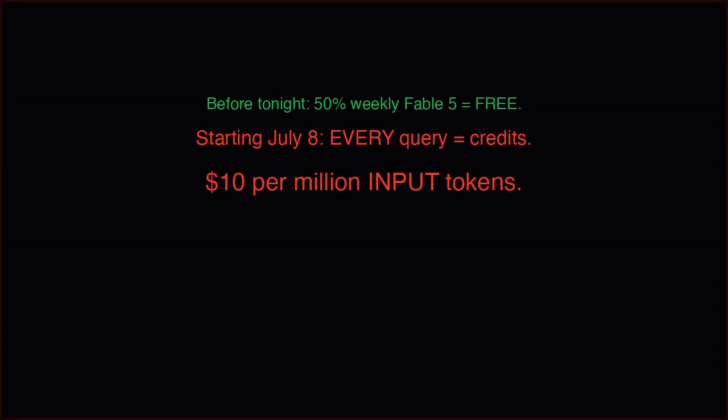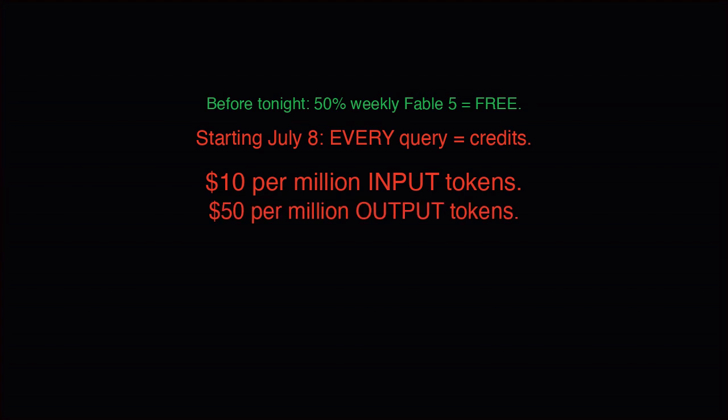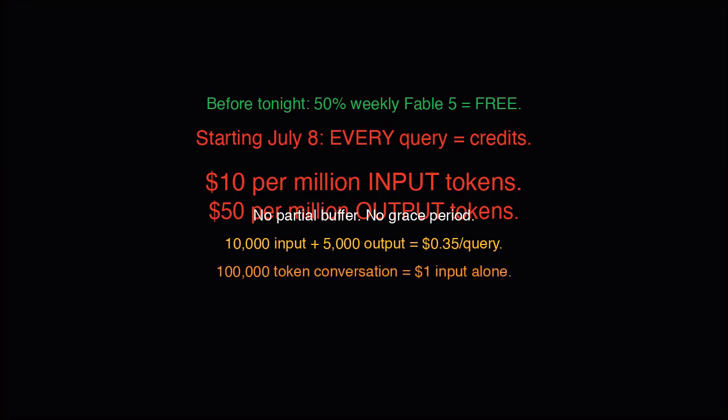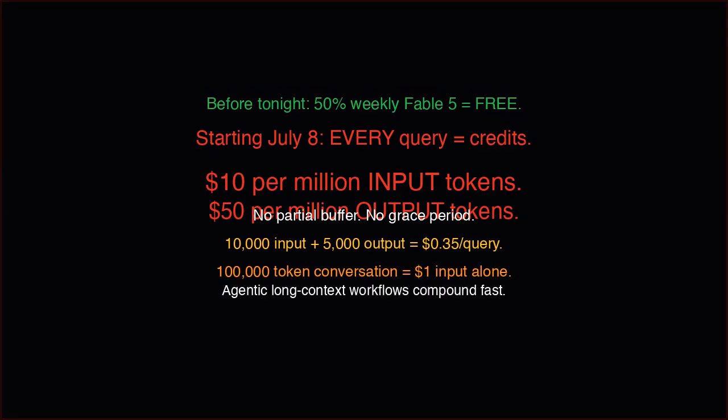Here is the exact change in plain terms. Before tonight, your Pro, Max, Team, or Enterprise subscription includes 50% of your weekly Fable 5 usage at no additional cost. You can use Fable 5 for up to half your weekly queries without paying extra. Starting July 8, every single Fable 5 query requires usage credits. The 50% weekly inclusion disappears completely. There is no partial buffer. There is no grace period. There is no first query free. From tomorrow, Fable 5 is a premium add-on charged at $10 per million input tokens and $50 per million output tokens.